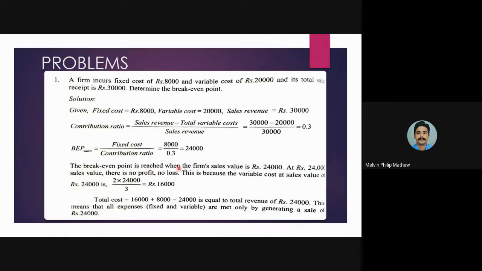Break-even point is reached when the sales value is rupees 24,000. At rupees 24,000 sales value, there is no profit or no loss. And this is because the variable cost at the sales value of rupees 24,000 is 2 into 24,000 by 3. Please write this down: 2 into 24,000 by 3.